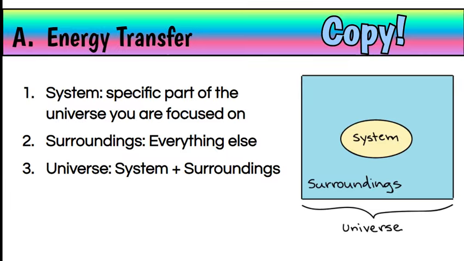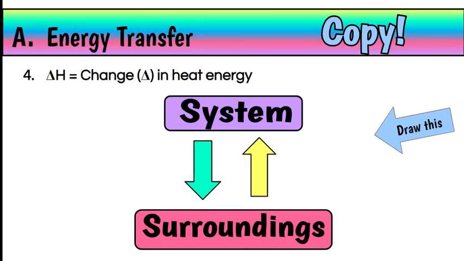The universe itself is both the system and the surroundings. So careful, the universe is everything. We'll be looking at how energy is being transferred, either from system to surroundings or surroundings to system, and we'll look at how that changes in heat energy. So we have delta H. Delta is that little triangle symbol. It just means change. So we're looking at how there's a change in heat energy.